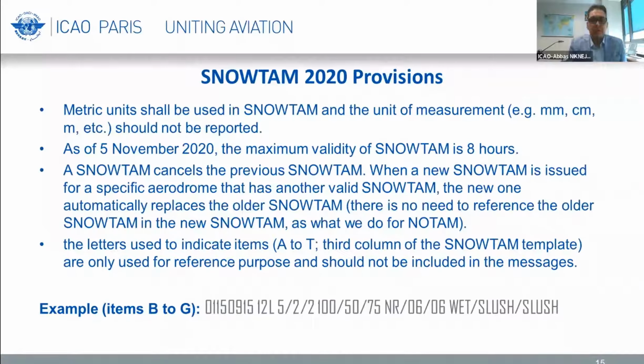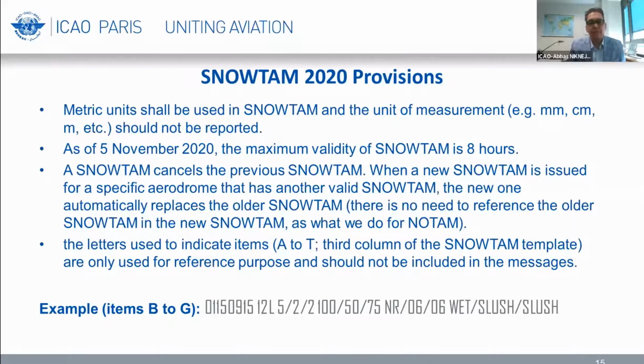Some provisions introduced for Snowtam 2020. First of all, the units of measurement are metric: millimeters, centimeters, meters, and these units of measurement are not indicated or mentioned in the message. You can see the example on the bottom of the screen. For example, NR66 is the depth of contaminant, but the units of measurement are not indicated. We know 6 refers to millimeters.